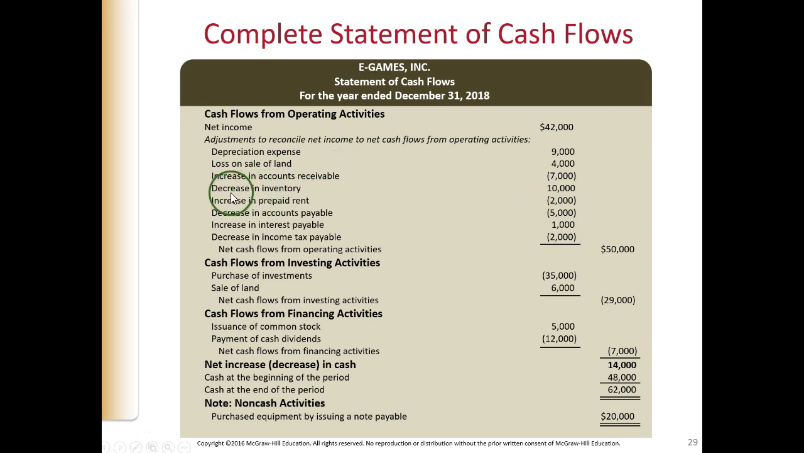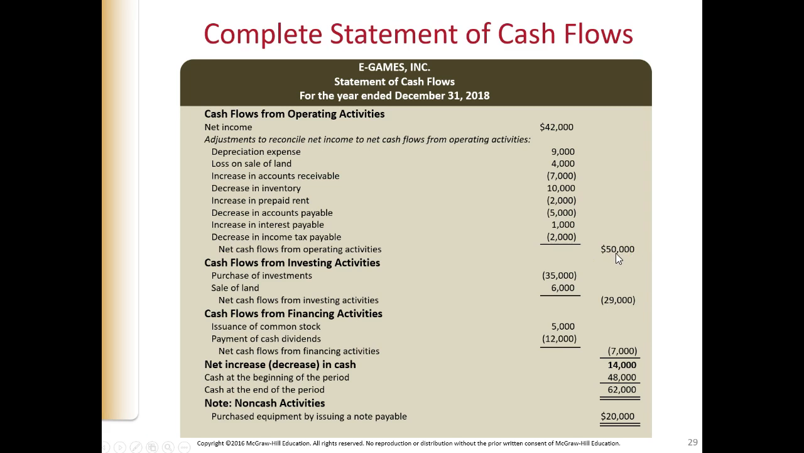And so if we have a decrease in a current asset account, we add the decrease. If we have a decrease in a current liability account, we subtract the decrease. Net all these together, they net to $50,000. So this shows us from our day-to-day operations, this company generated a positive $50,000 in cash. You really want this number to be positive.